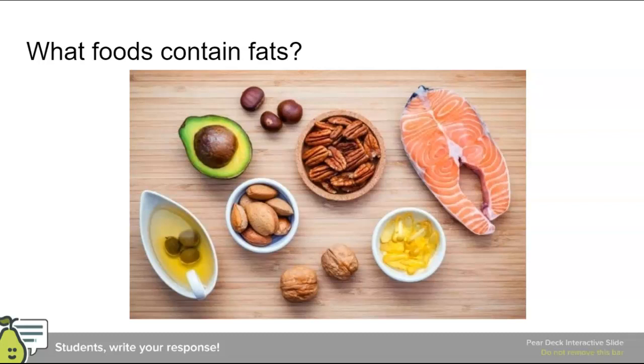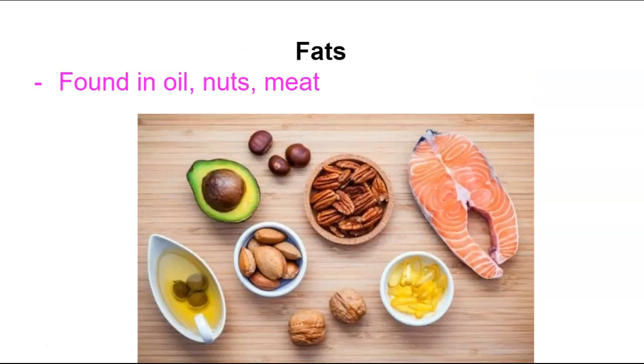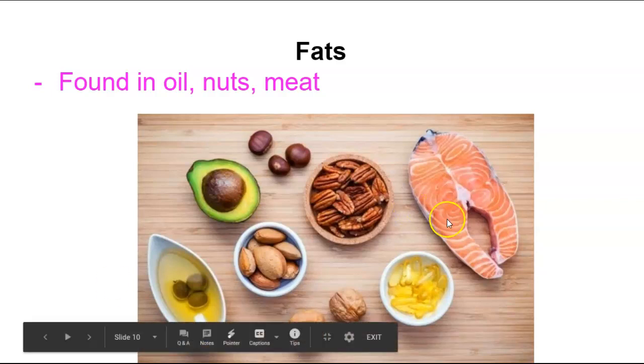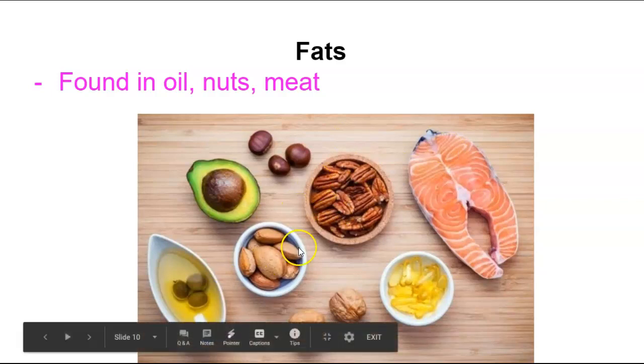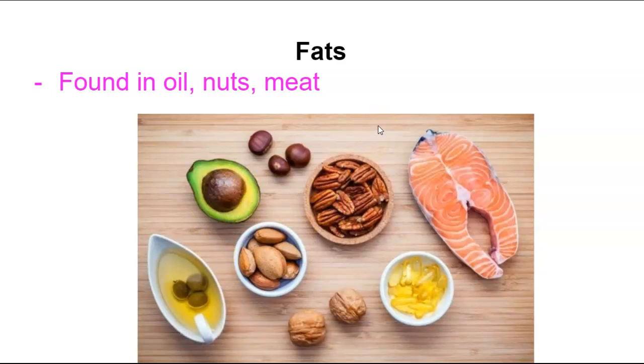Take a look at this picture. Write down 2 foods you see in this picture. These are foods that contain fats. So some examples found in a lot of oil, nuts, meat. Not all meat has fat, but a lot of meat does. This is salmon here. Okay, a lot of red meat has more fat in it. Dark meat has fat in it. So nuts, avocados, oils, those all have fats in them.